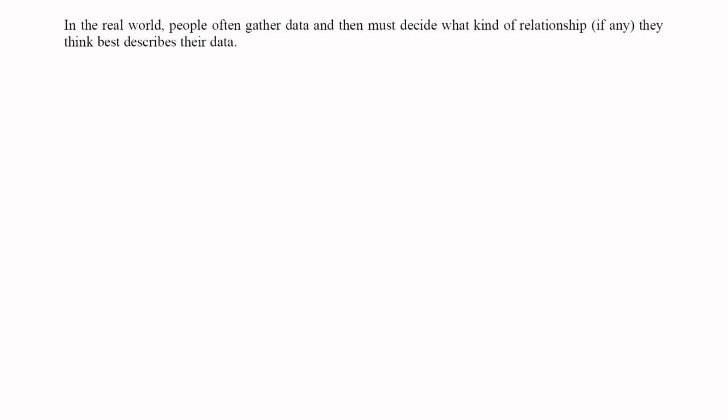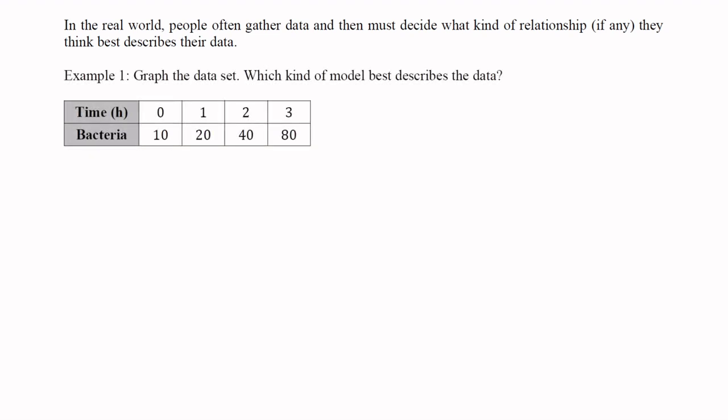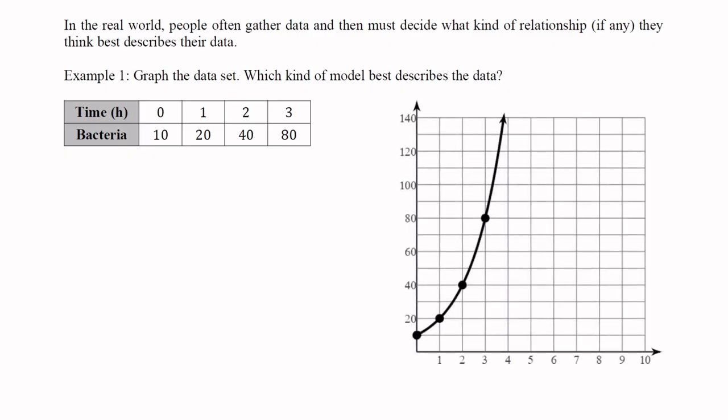In the real world, people often gather data and then must decide what kind of relationship, if any, they think best describes their data. So in example 1, we are going to graph the data set and determine which kind of model best describes the data. So here we're given some time and bacteria. So we're going to go onto a graph, we're going to plot the data, and then connect those data points. And what we see here when we connect them is it looks like an exponential function. So the data here appears to be exponential.